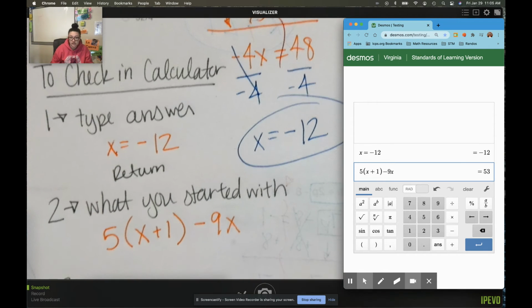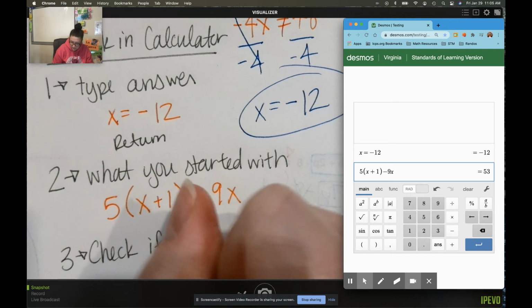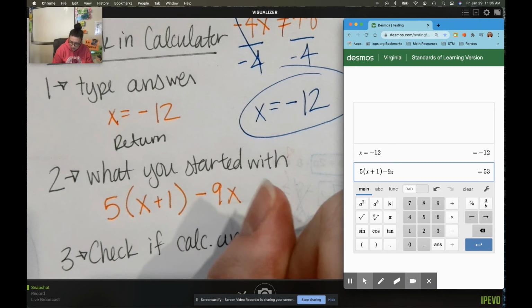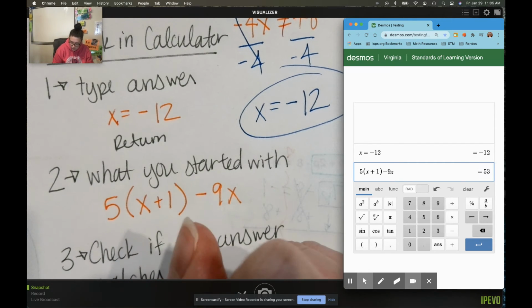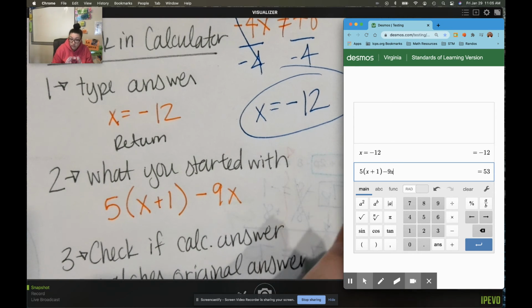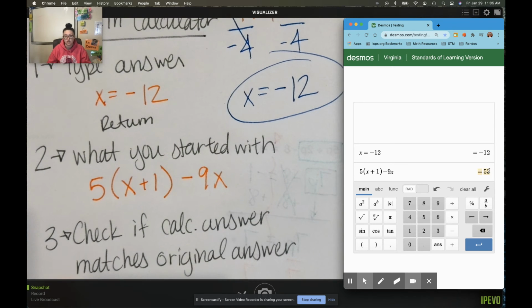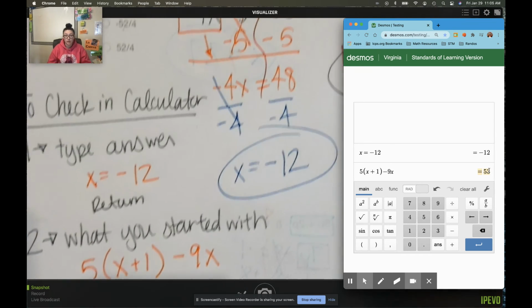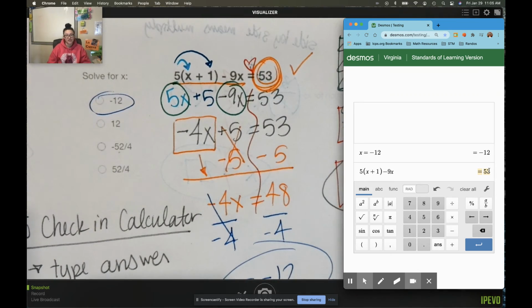The third thing you need to do is check. Check to see if your calculator answer matches your original answer. So on my calculator, I see my number should be 53. And if I go up to what I started with, I see I started with 53. So we got this correct.